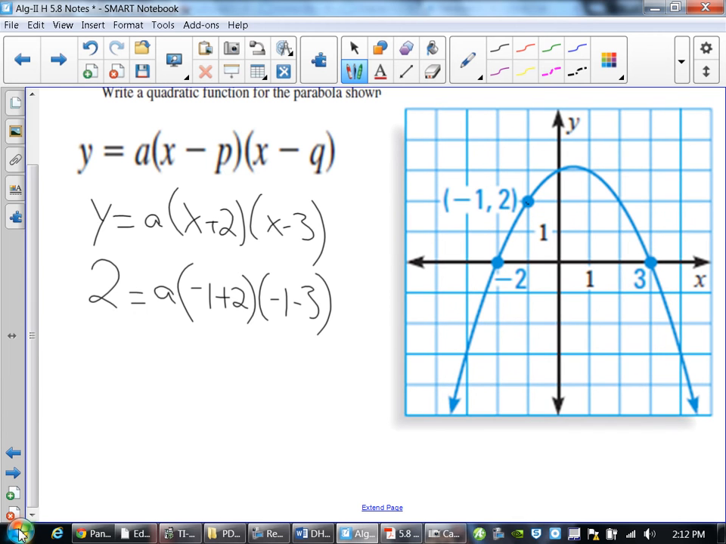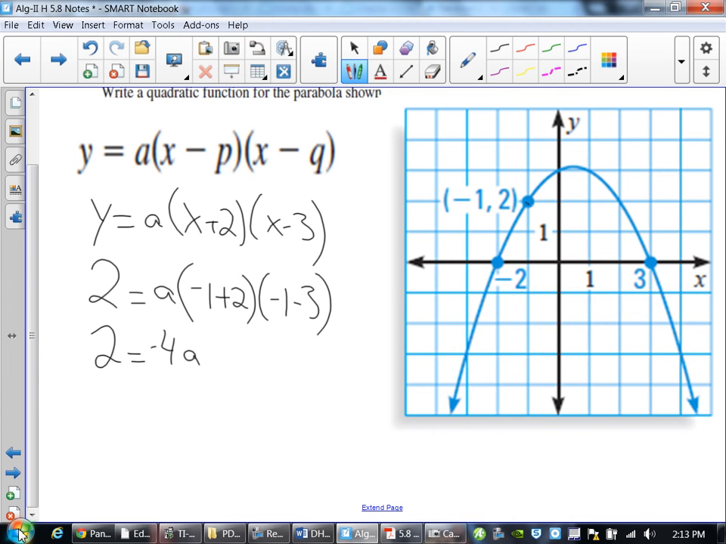It was given to us. This point was given. Okay? So now it's just a matter of filling in the blanks. So, -1 plus 2 is 1. -1 minus 3 is -4. 1 times -4 is -4.